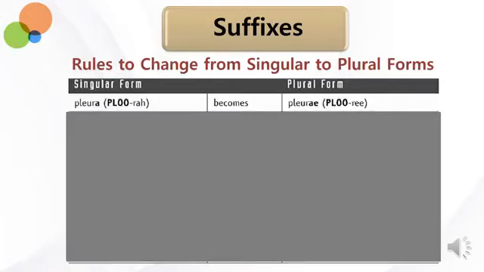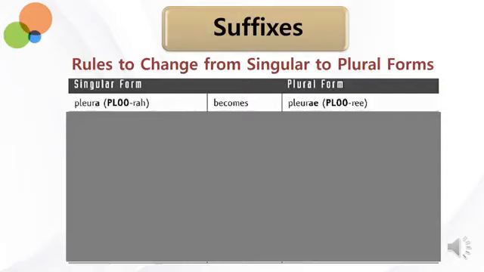For example, when the singular form of the word ends with an A, as in the word pleura. And for your information, pleura is the outer covering of the lungs. When I want to change the singular form to the plural form, I have to change the A into AE and pronounce it pleurae. Pleura in the singular form becomes pleurae in the plural form.